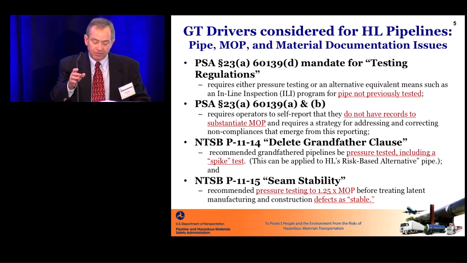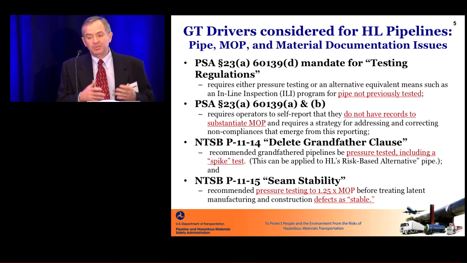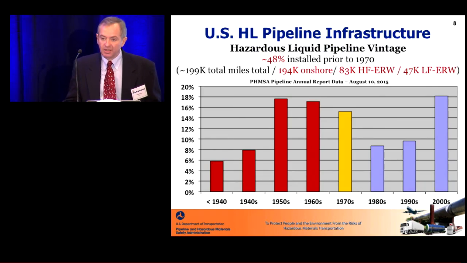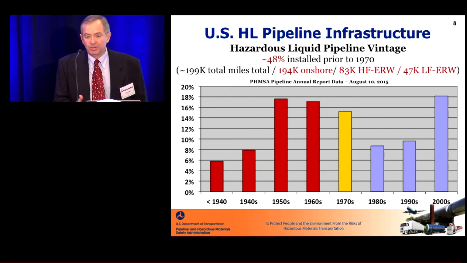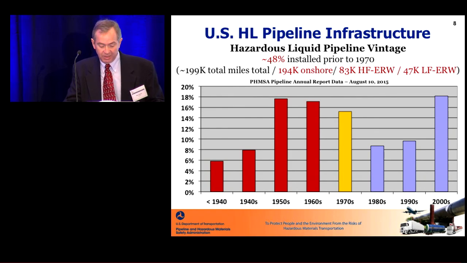Again, looking at the infrastructure, there's 199,000 miles of liquid pipelines in the U.S. About 5,000 of them are offshore, 194,000 onshore, and the breakup there is 83,000 is high-frequency ERW, 47,000 is low-frequency ERW. In PHMSA's annual reports, we do not get information on other seam types. I wished we did, and broken down by diameters. It would really help on this, but we just don't have that information.